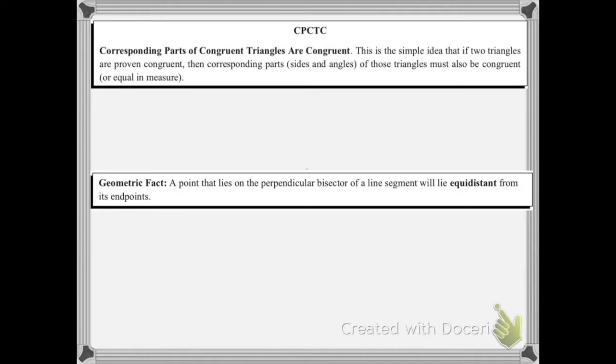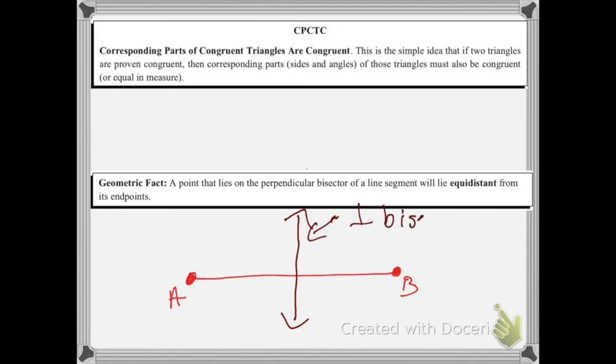We have a geometric fact here that says a point that lies on the perpendicular bisector of a line segment will lie equidistant from its endpoints. That's a mouthful, so let's draw a diagram. This here is my perpendicular bisector. It's bisecting AB, but it's also creating a right angle. Perpendicular means right angle. Bisector means cutting in half.